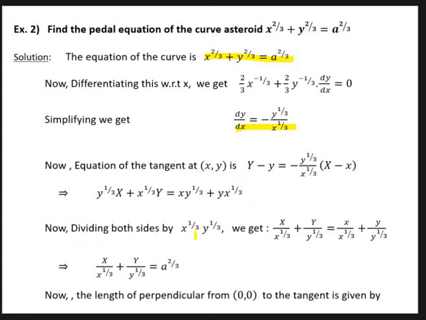We have to divide this equation by x to the power of 1 by 3, y to the power of 1 by 3, because we have to eliminate y to the power of 1 by 3 in the first term and x to the power of 1 by 3 in the second term, because the first term should be the x term and the second term should be the y term.